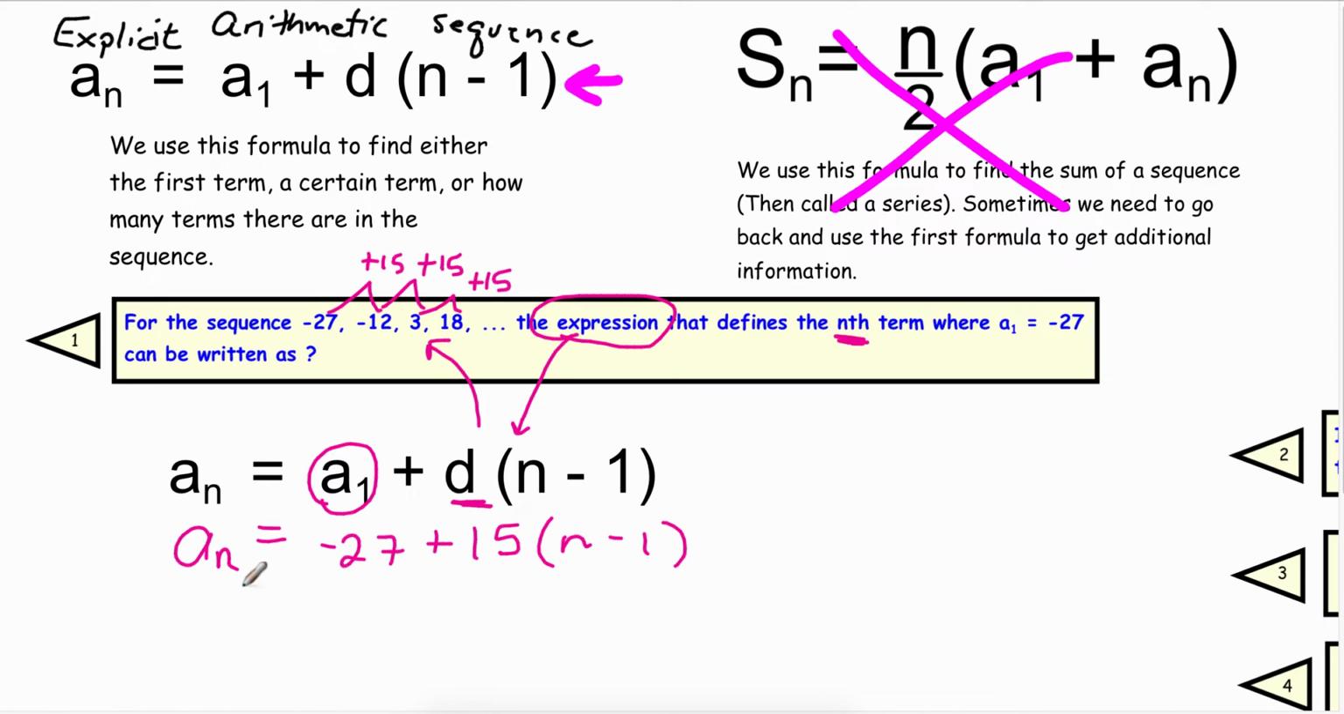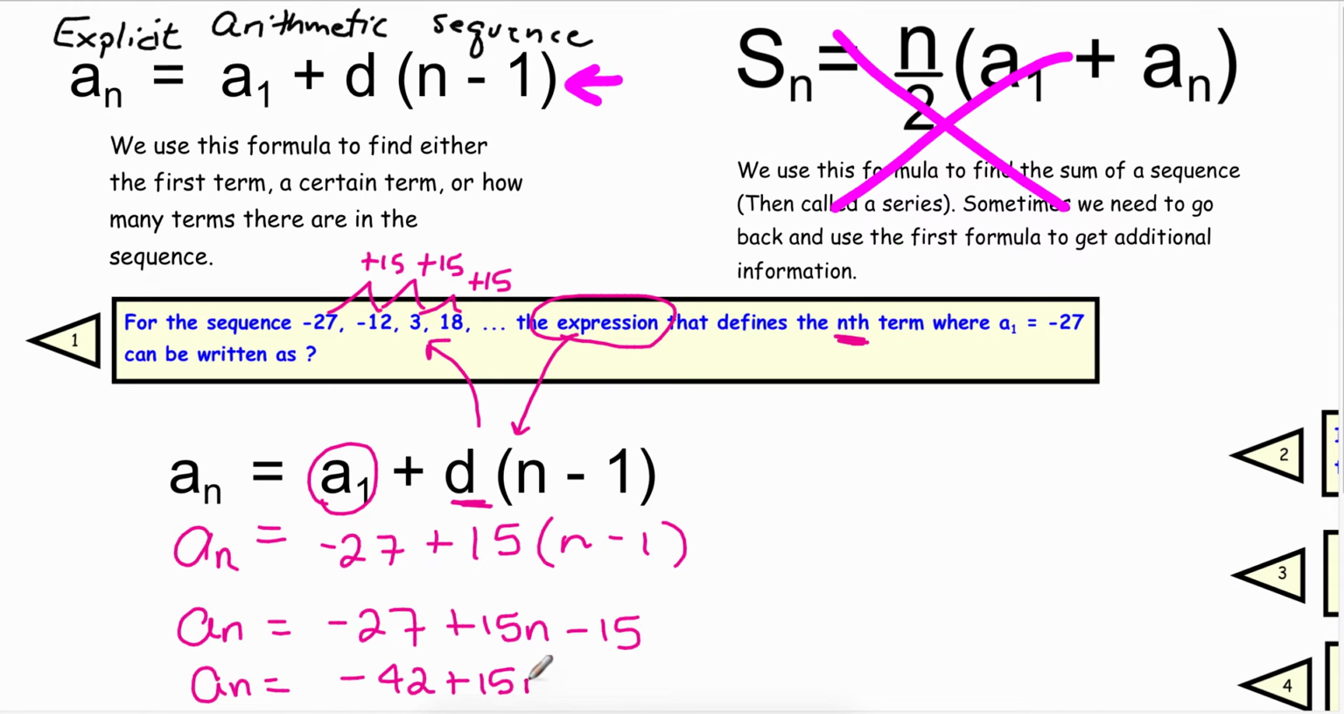And in fact, we made an equation out of it. So we could have cleaned this up. And I'm going to clean that up some more. Negative 27 and negative 15 can get combined. And that's your explicit formula.